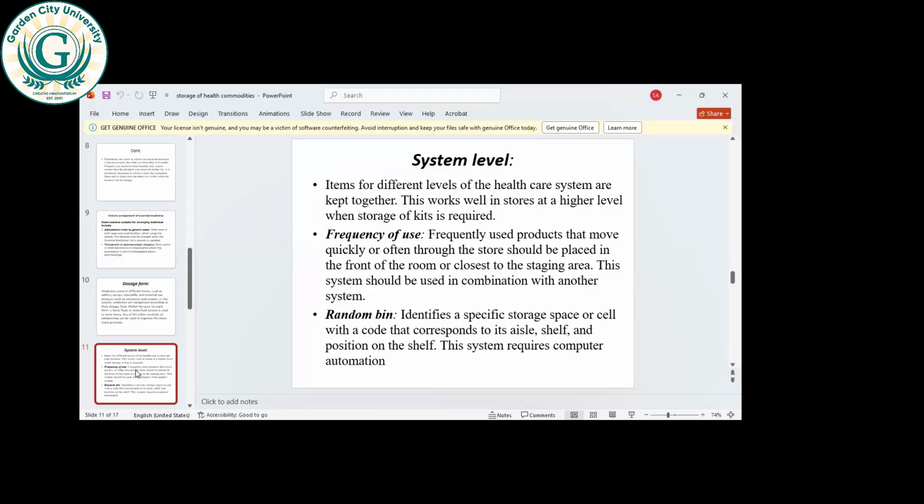Then you pick it. So you can also arrange the items according to the random bin system, where the warehouse management system, the inventory control system is automated. And this one has to be computerized, because you can't use manual. You can't use manual to do that kind of job.